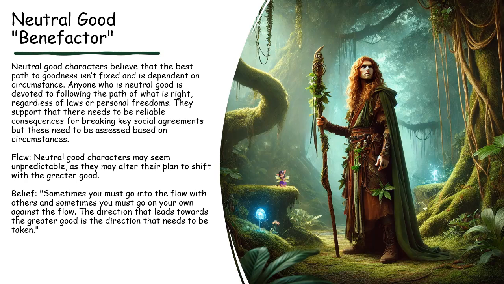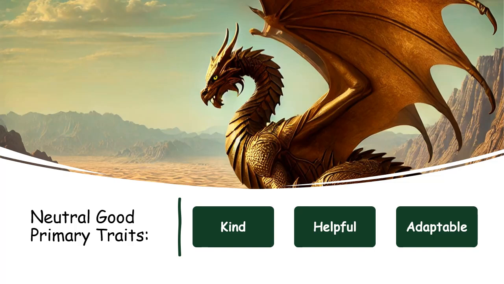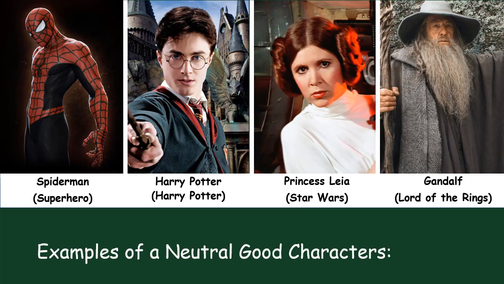the greater good. Belief: sometimes you must go into the flow with others, and sometimes you must go on your own against the flow. The direction that leads towards the greater good is the direction that needs to be taken. Neutral good primary traits are kind, helpful, and adaptable. Examples of neutral good characters are Spider-Man, Harry Potter, Princess Leia, and Gandalf.